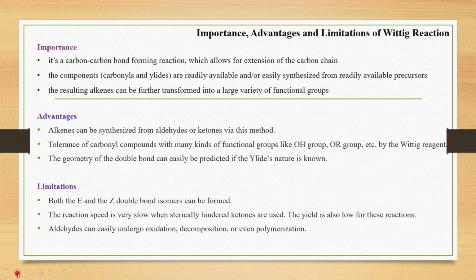And this is the importance, advantages, and limitations of the Wittig reaction. Most important advantages: you can make substituted alkenes, higher alkenes, increase the carbon chain. Limitations: E and Z isomers are formed, but of course you can control the formation of E and Z by substituting it with electron withdrawing or donating group. So a specific group gives a specific isomer. I'm not going to go into that right now. I guess this is enough for you.